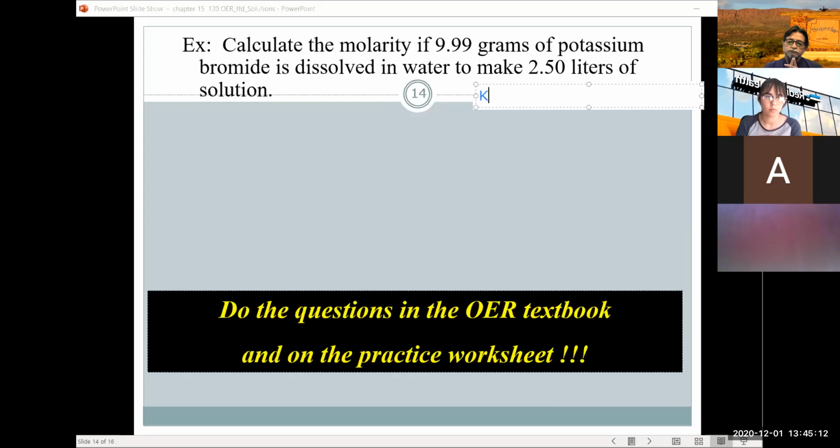Because it's in the first column? Yep, it's in group 1. It's got 1 valence electron, and it's a +1 because it's group 1 and it's a metal. Being a metal, it's going to lose an electron, that 1 valence electron. Okay, so I end up with a +1.